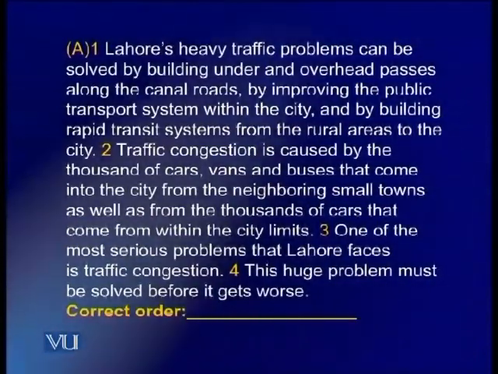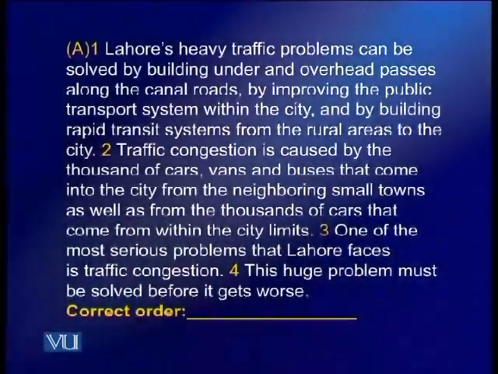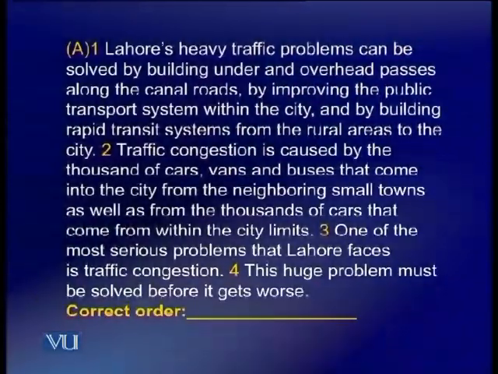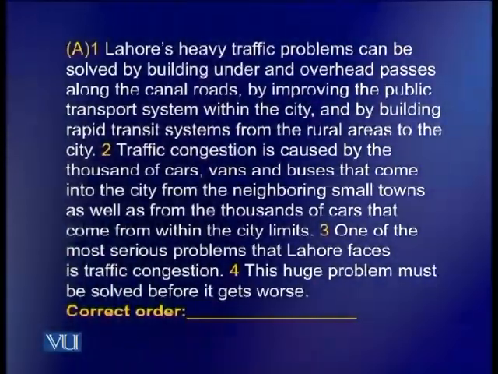Then the next sentence should be followed by sentence number 2, which says that traffic congestion is caused by the thousands of cars, vans and buses. This sentence is more specific. It tells you what the causes are. And that should be followed by sentence number 4. This huge problem must be solved before it gets worse. And the thesis sentence, which spells out the topics as well, is sentence number 1. So the correct order is 3, 2, 4, 1.